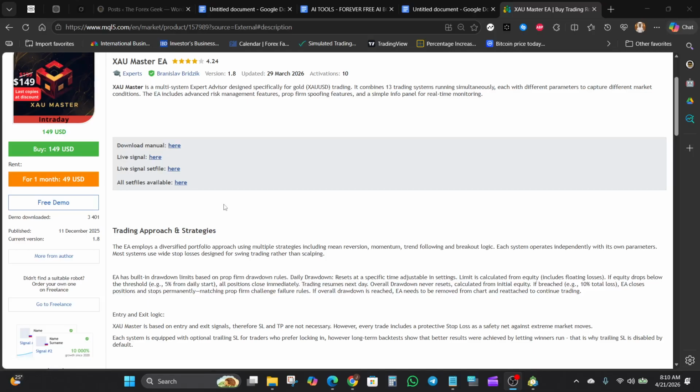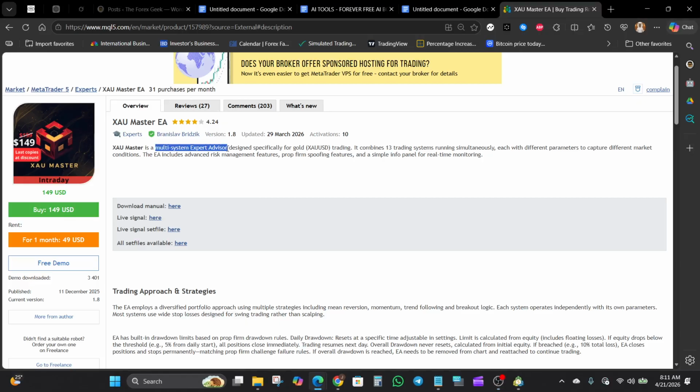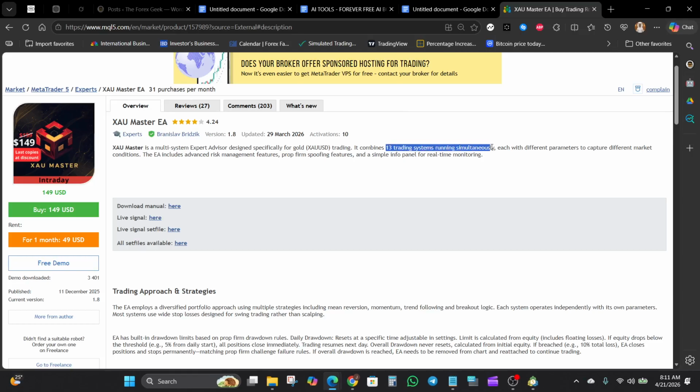Okay. Now from the description, we can see that this is a multi-system expert advisor. Okay, and that's probably the most important thing to understand here, right? It combines 13 different trading systems, all running simultaneously, each with its own logic and parameters. All right, so instead of relying on just one strategy, it's essentially trying to capture different types of market behavior using a portfolio style approach.